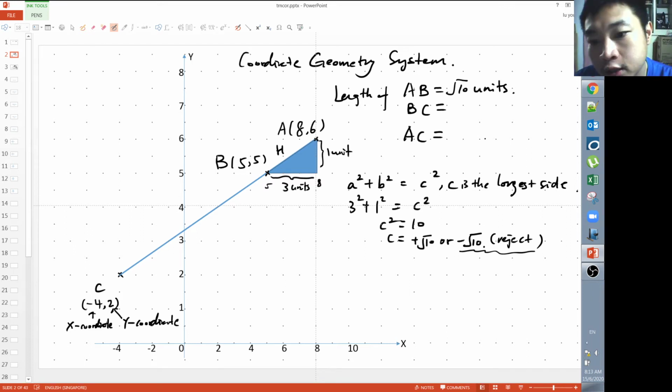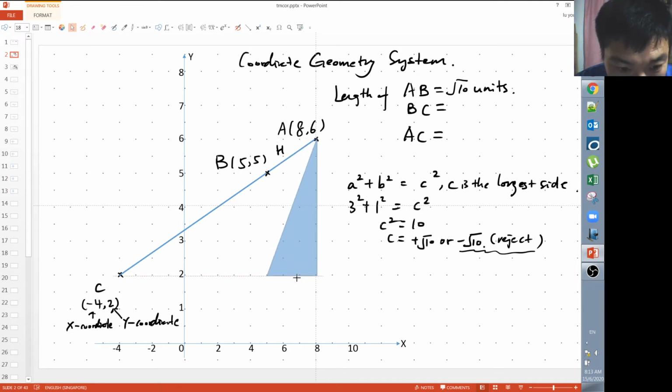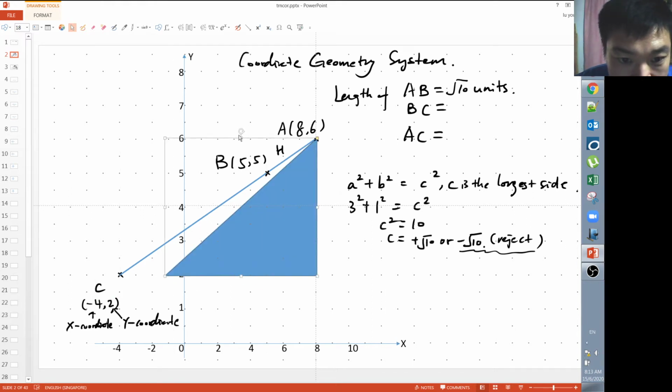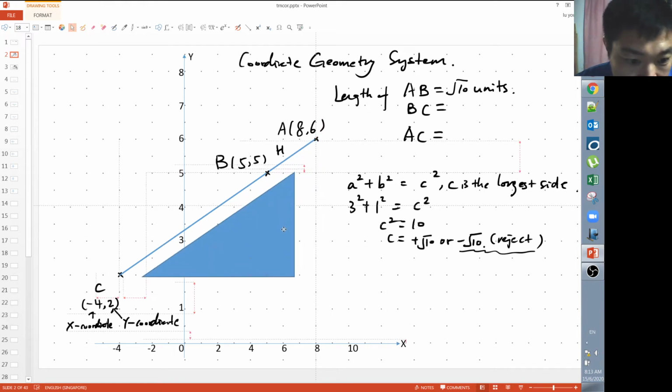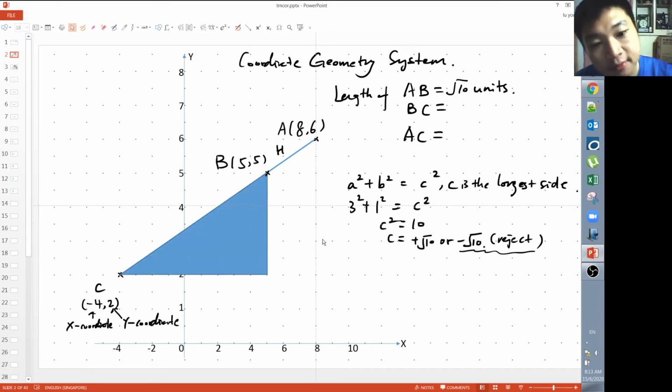Alright, so continue to do the same for BC. Right, so for BC, definitely you need a bigger right angle triangle. Okay, let me just test it first. Looks like this can be fit. Okay, we'll make it smaller actually. Alright, this is it. Alright, can you see?